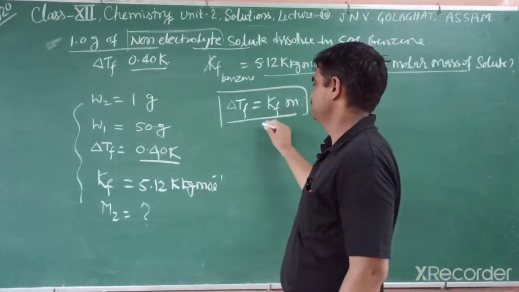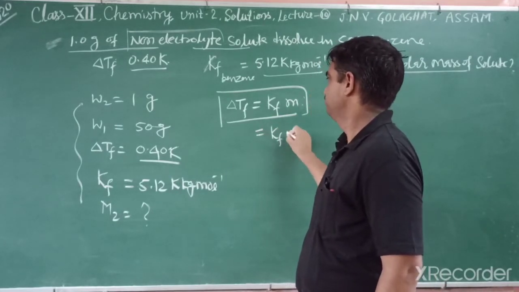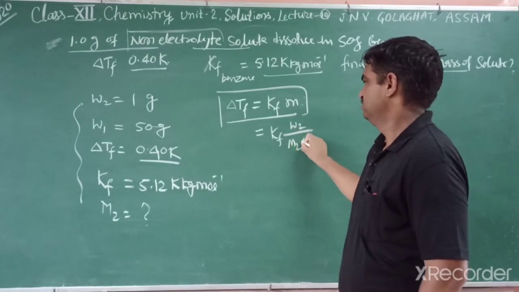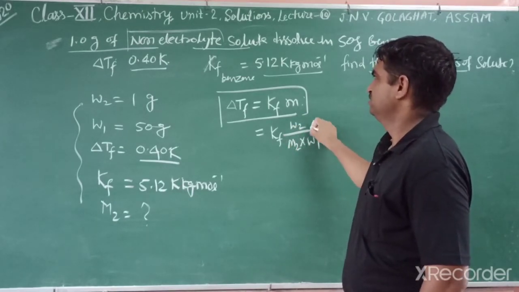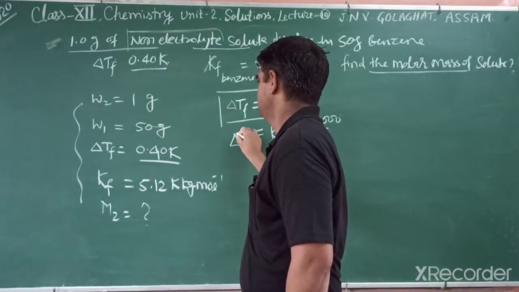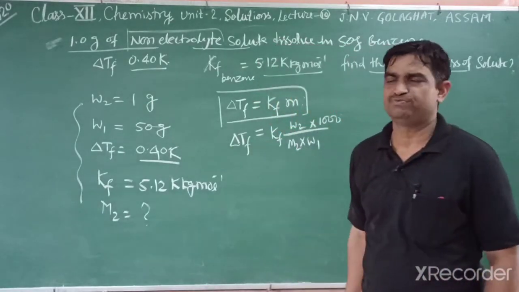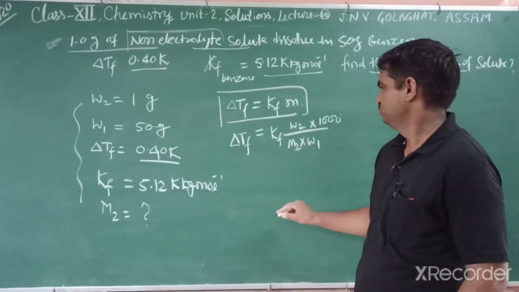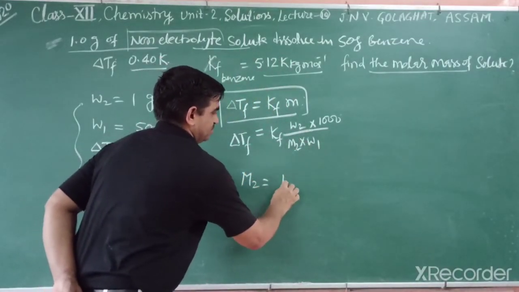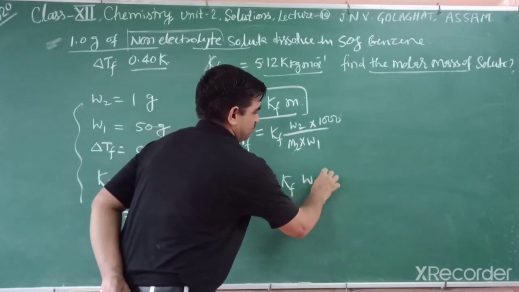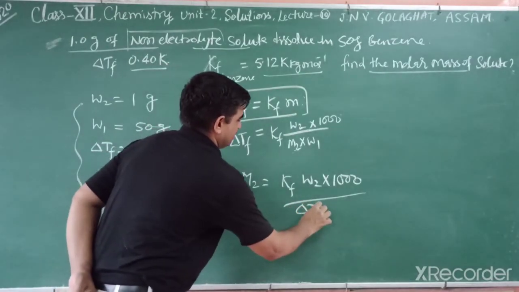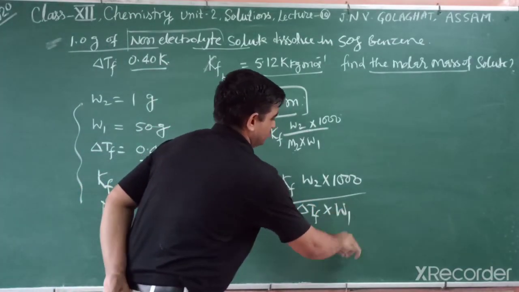So what is molality? Delta Tf is equal to Kf times molality, where molality means moles of solute, W2 divided by M2, divided by W1 into 1000. We have to find out M2. So how can we write M2? M2 is equal to Kf W2 into 1000 divided by delta Tf into W1.